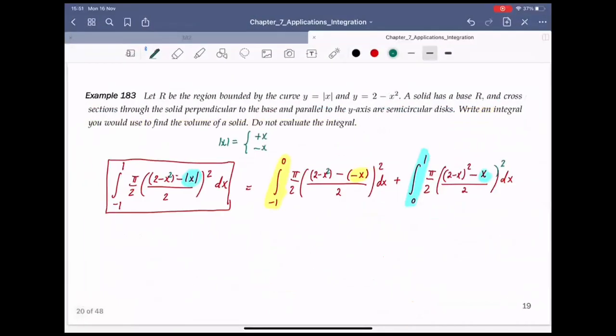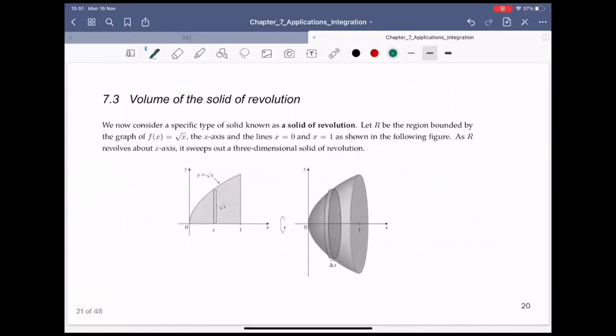All right, so the next topic is volume of the solid of revolution, or sometimes this is called volume of the solid by rotation. For 20 more minutes, just stay with me. I think about 20 to 25 minutes more, and then we are done for today. So let's look at the volume of the solid of revolution.